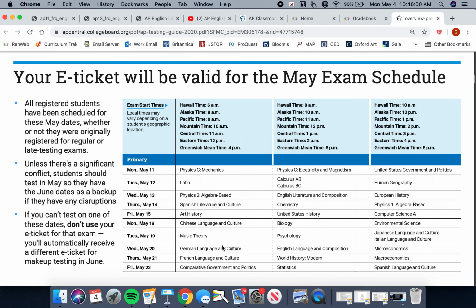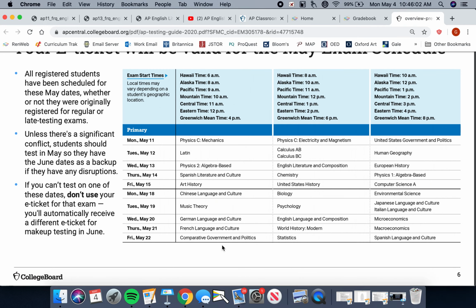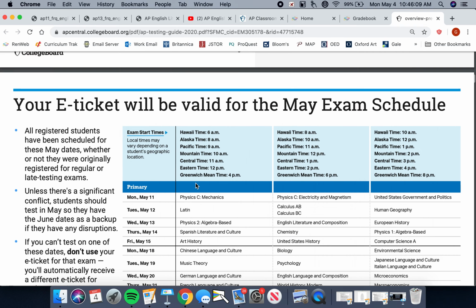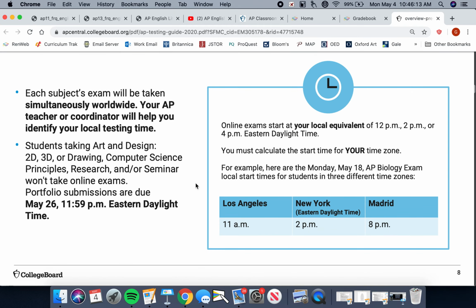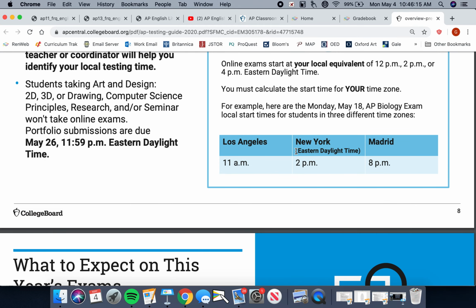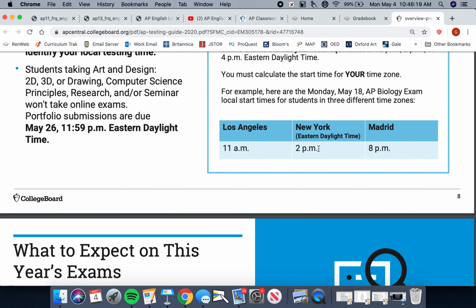And I would encourage you to read through it word for word, okay? Obviously, you don't need to review when the art history exam is going to be, okay? Friday, May 15th, okay? You don't need to memorize that. But you do need to know that all the exams are going to be taken simultaneously, and that our exam is going to be conducted in the Eastern Daylight Time time slot.